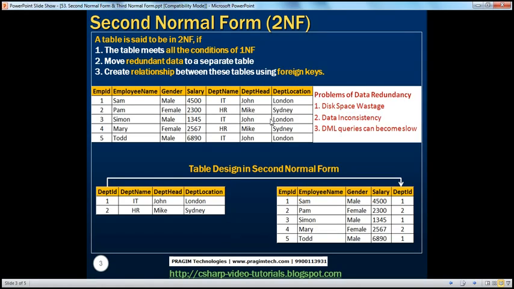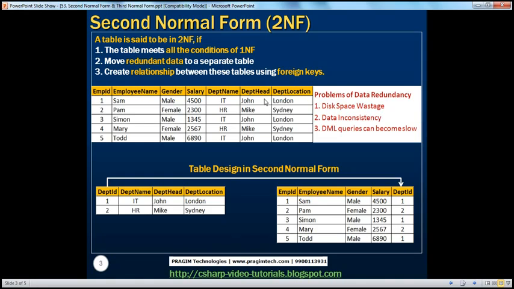Now let's assume in my organization I have 100,000 employees. So obviously in this employees table I'm going to have 100,000 records. But let's say I only have two departments in my organization, IT and HR. So if you look at this table, you have employees data and departments data joined together in a single table.